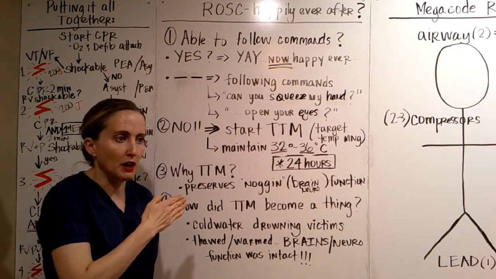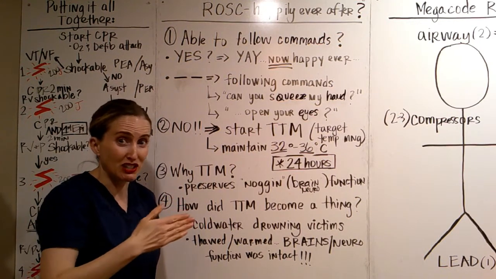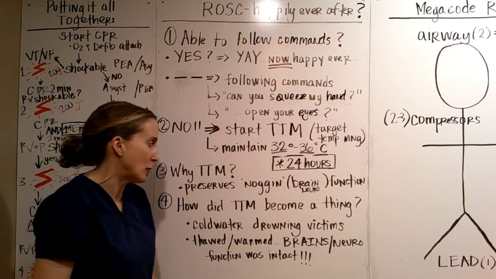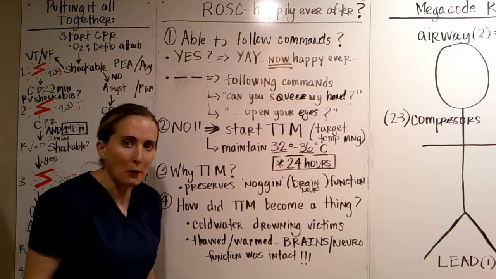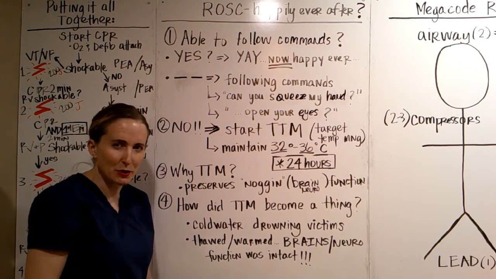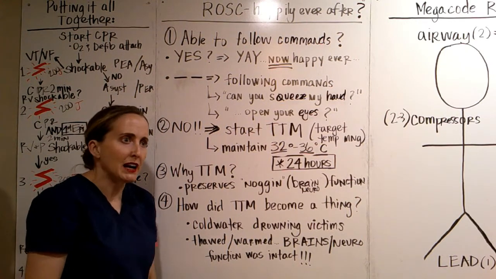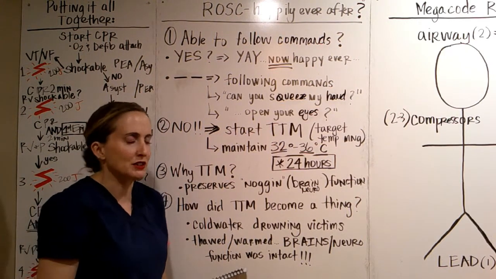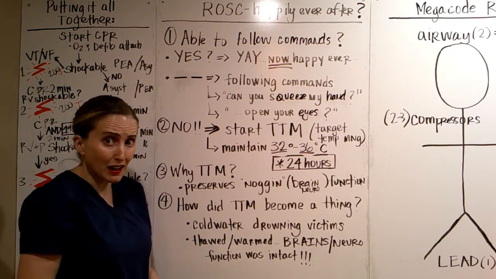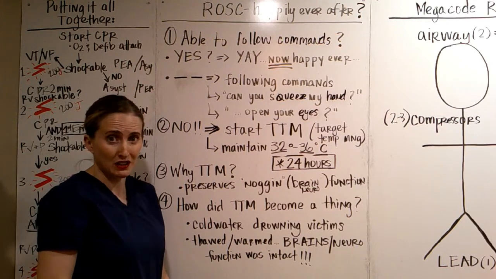So now the demand on the body is much less, and we can preserve that brain function. How did we figure this out? I mean, it's just such a funny thing. Well, if you've seen some of those videos of "how did I survive this," this was figured out through studying cold water drowning victims.